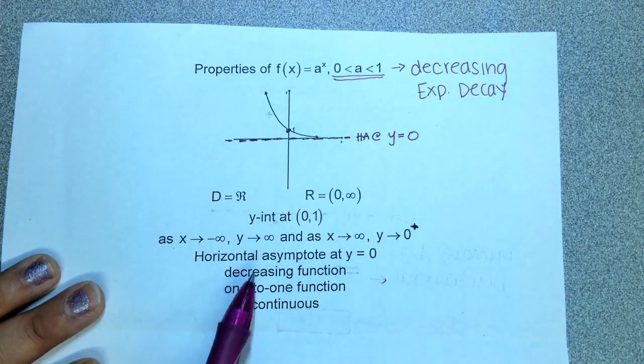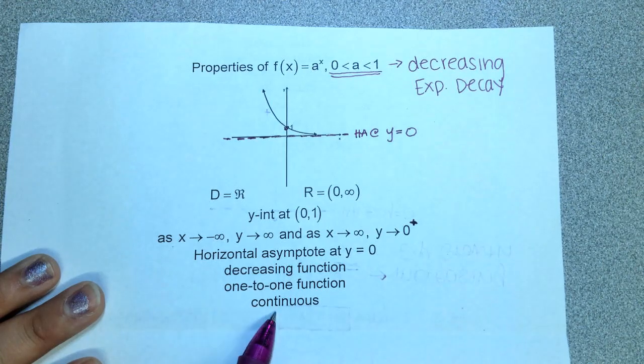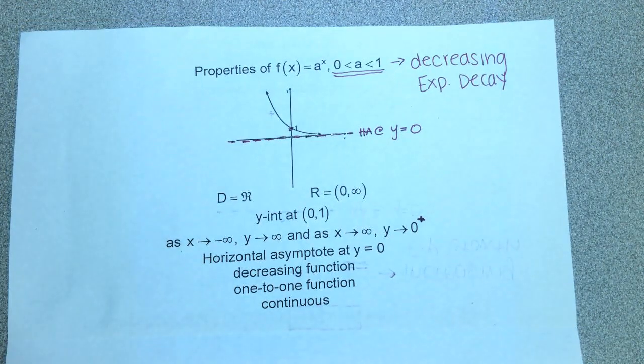We talked about the horizontal asymptote. It is decreasing, one-to-one, and still continuous. So again, it just reflects over the y-axis. You need to pay attention to the numbers though. Okay?